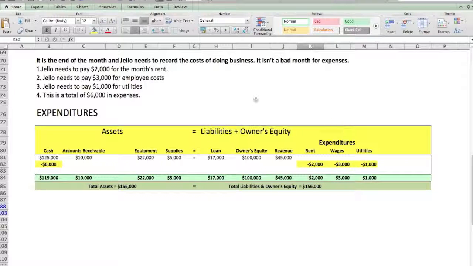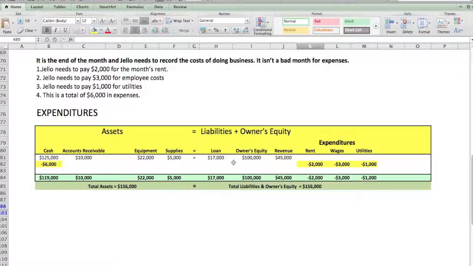So it's a total of $6,000 in expenses. The first thing you want to do is mark where those expenses go in the equity. So you'd subtract $2,000 for rent, $3,000 for wages, and $1,000 for utilities. To offset that, to pay for that, because this is outflow, you go to cash. You have to spend $6,000 in cash. So you subtract $6,000 in cash. This drops you from $125,000 to $119,000, and this will drop your liabilities and equity by $6,000 as well. In the end, your total assets equals $156,000, and your total liability and owner's equity is $156,000 as well.